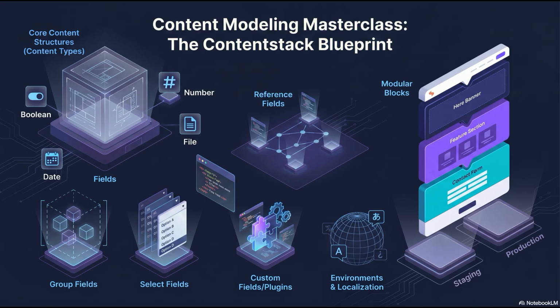Okay, so we've got our safe testing ground. Now it's time to dive into the exact fields we place inside those core structures to capture data. Let's start with the foundational building blocks: Boolean, date, file, and number fields. They sound simple, but they are the absolute bedrock of a stable API. Here's where it gets really interesting, because I think of these fields like a highly disciplined filing cabinet. It physically prevents you from putting a text document into a folder meant strictly for numbers.